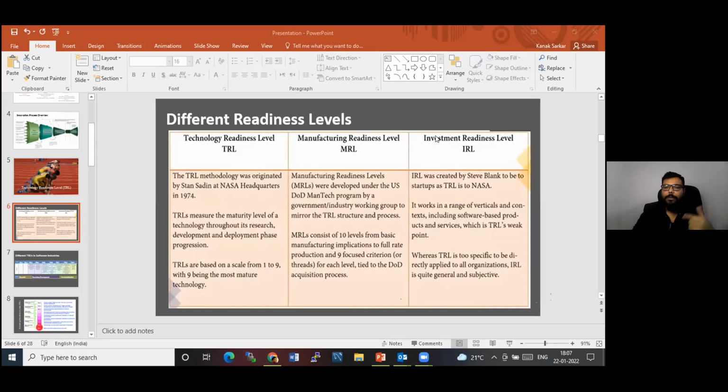So IRL and CRL are the same then: investment readiness level or commercialization readiness level. Investment and commercial are the same thing. So IRL and CRL are the same thing, just the name is different.